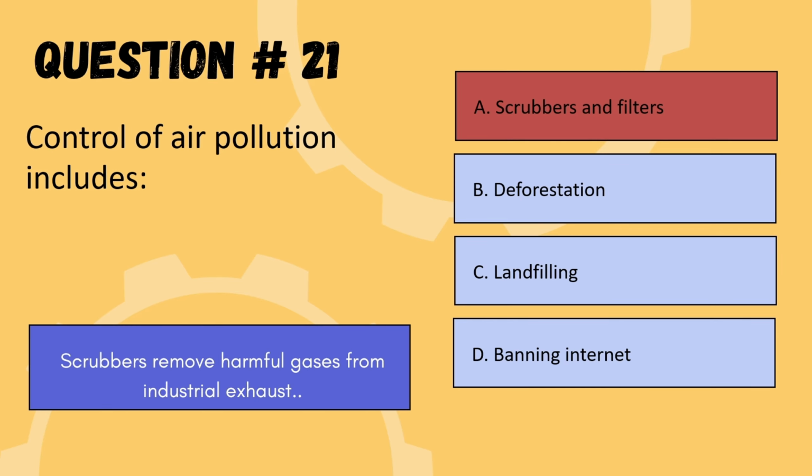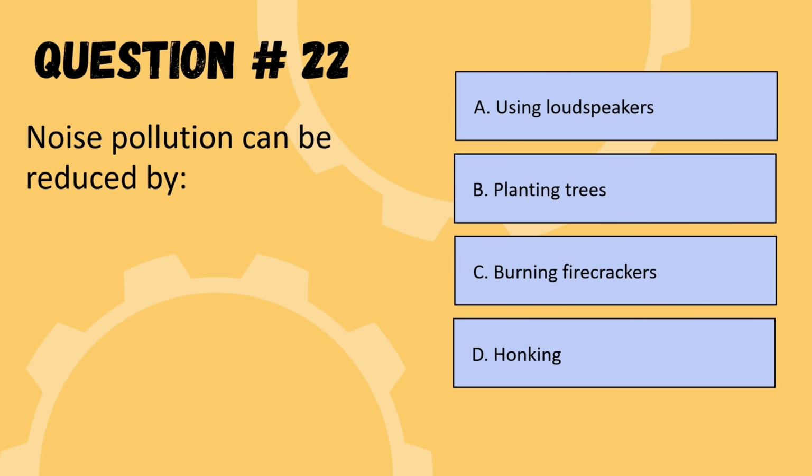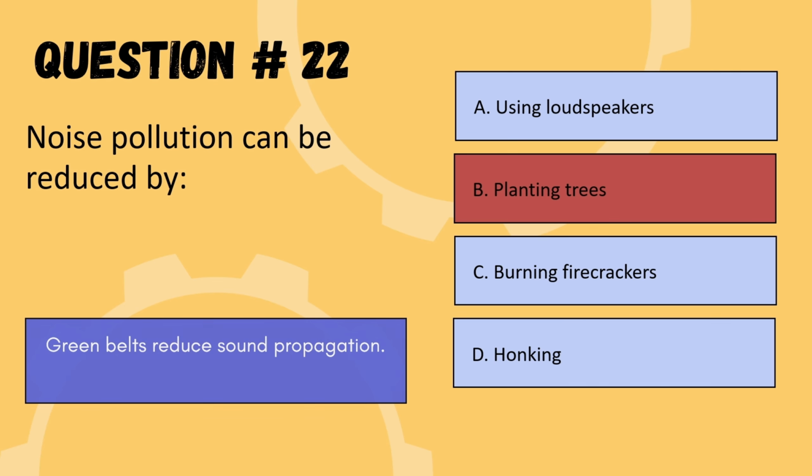So we are moving to the next question. Next question is, noise pollution can be reduced by. Options are using loudspeakers, planting trees, burning firecrackers, or honking. So the correct option is option B, planting trees.